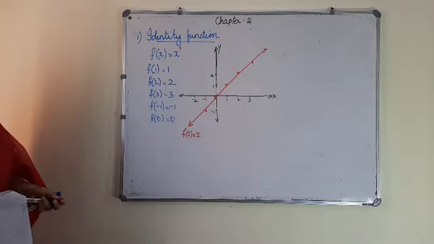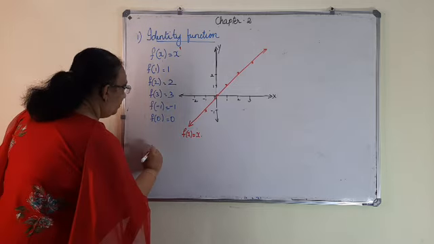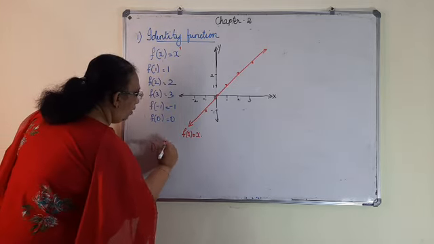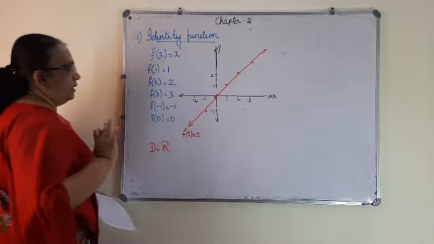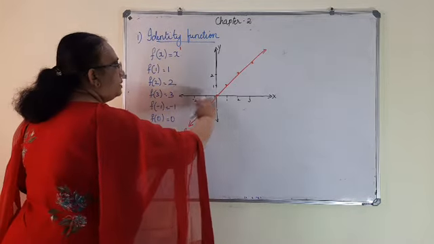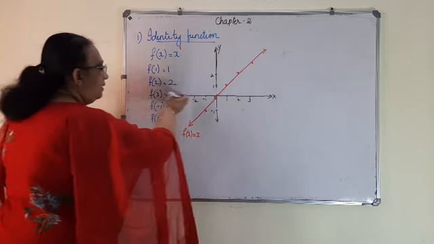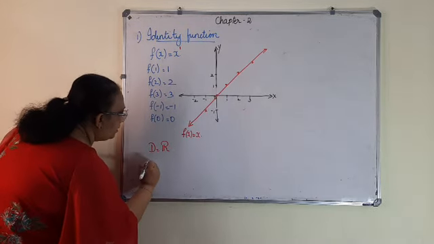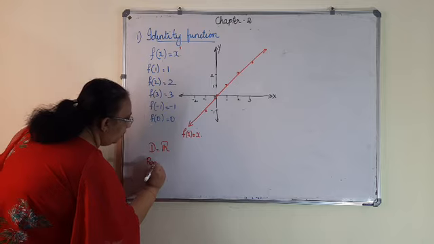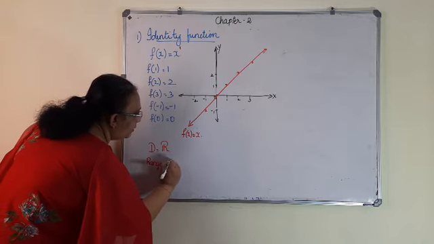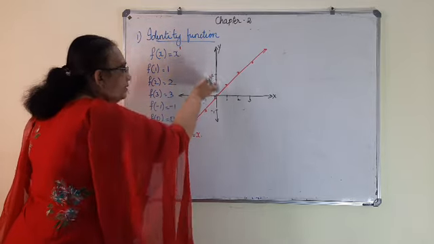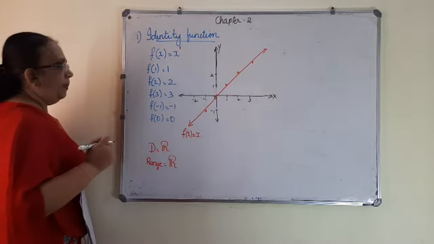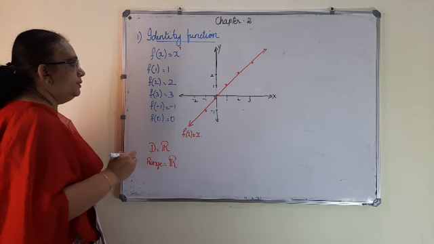Now, from the graph, what inferences can you understand? The domain of the function is the set of all real numbers, positive values and negative values. The x-axis gives the domain. What about the range? It is also the set of all real numbers because it can take all positive values and all negative values.